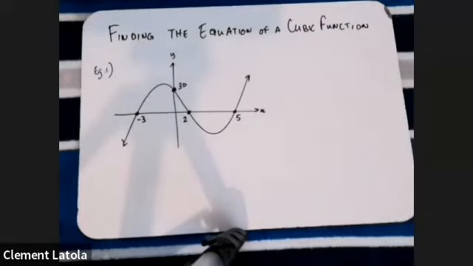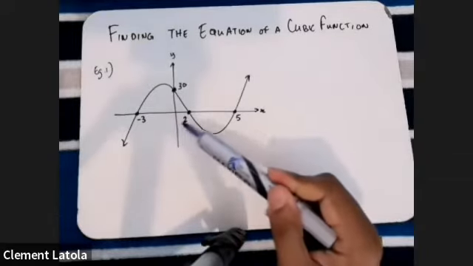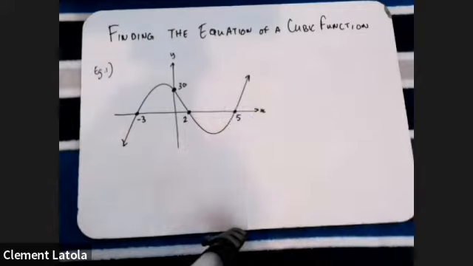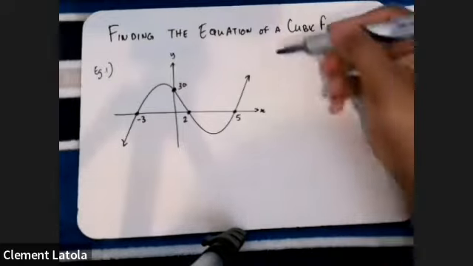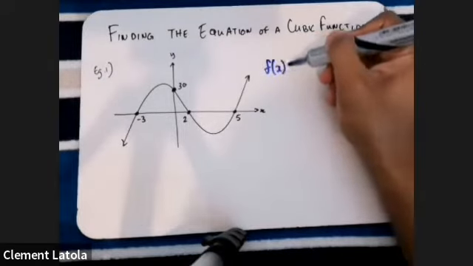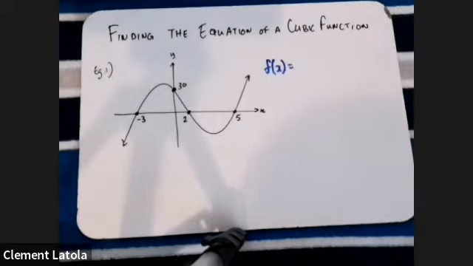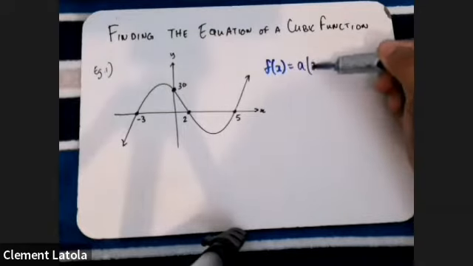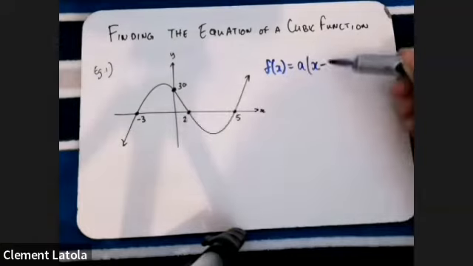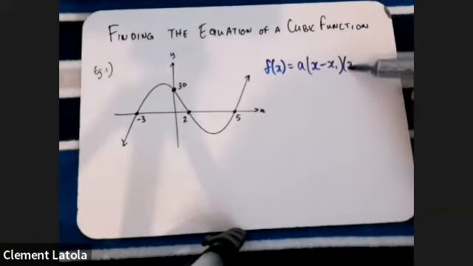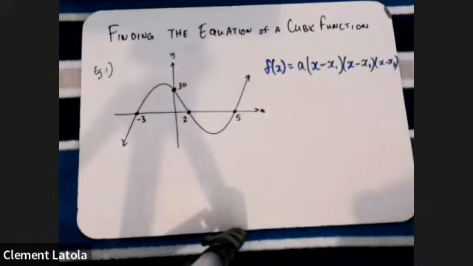Okay, so we have the x-intercepts, -3, 2, 5, and the y-intercept at 30. And the instruction is to find the equation for this cubic function. I'll start with the factorized form of a cubic function. It's going to be a times x minus the first intercept, x1, and then x minus the second intercept, x2, and then x minus the last intercept, x3. Just running out of space, but managed to fit it in.